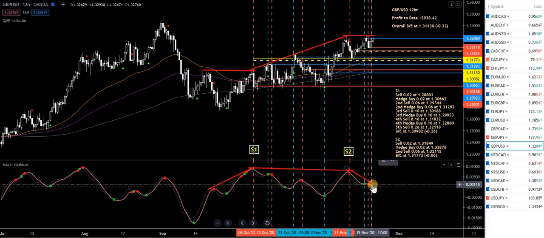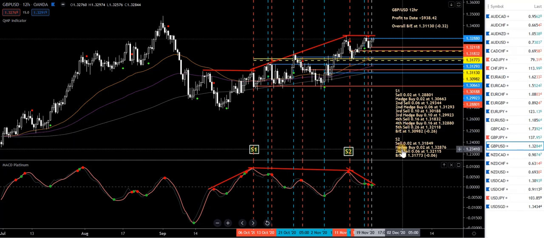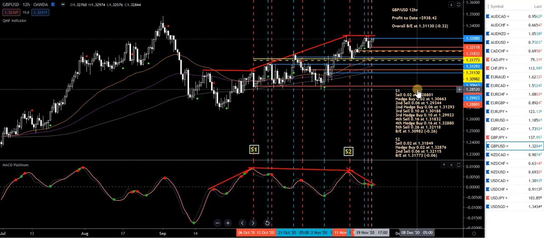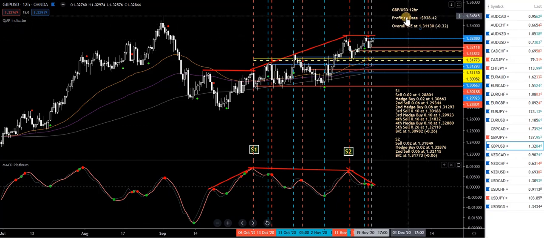And we've got another warning signal for another buy to the upside. If we get that, I'll again hedge sequence 1 and hedge sequence 2 and wait for the next sell signal. In the meantime, we're doing all right. $938 profit on this pair, so it's not too bad.